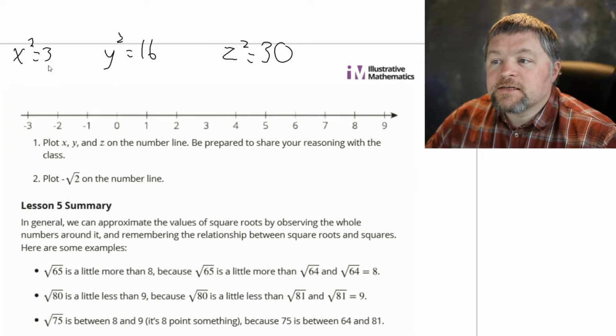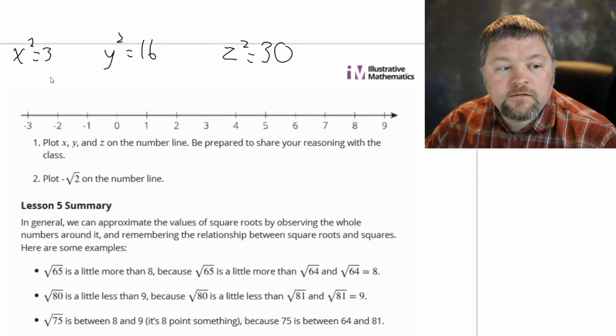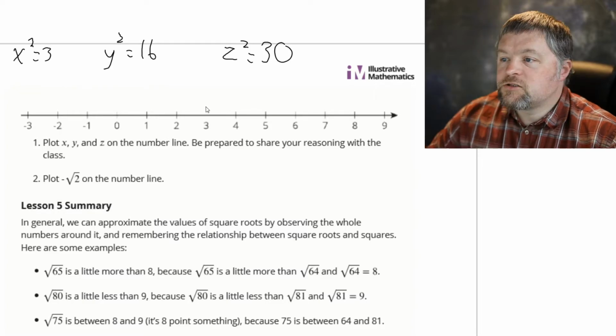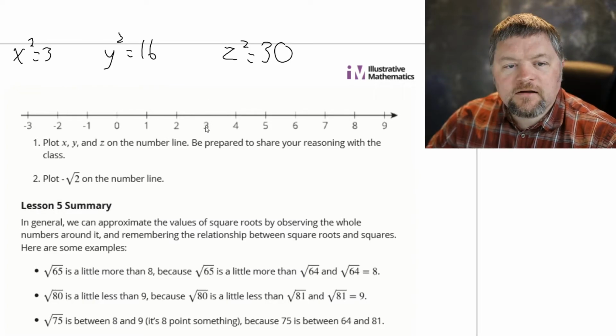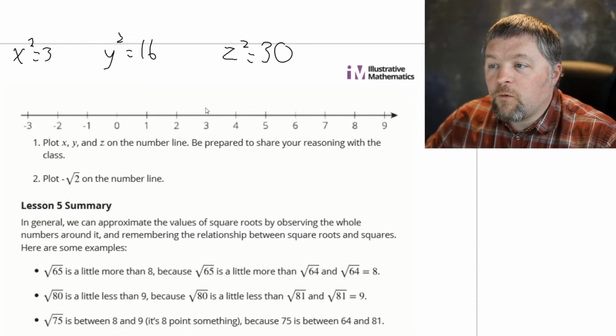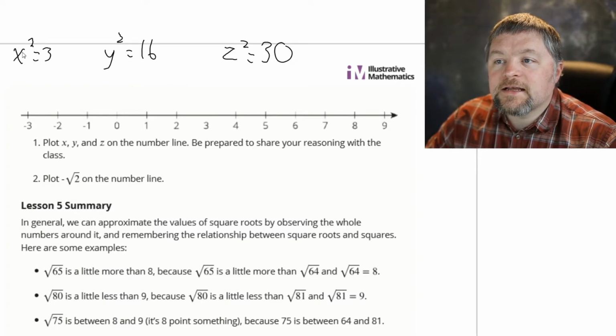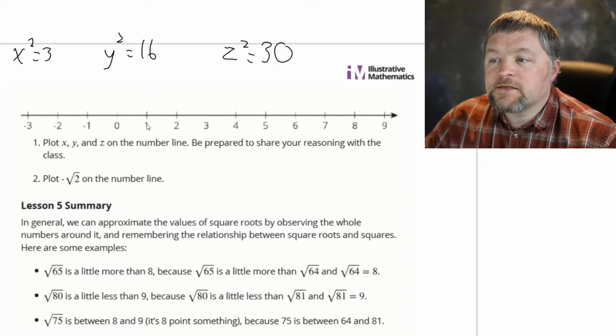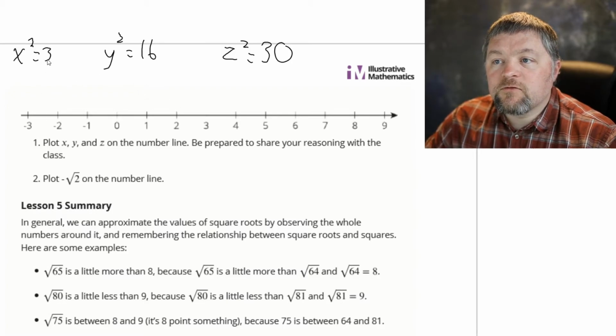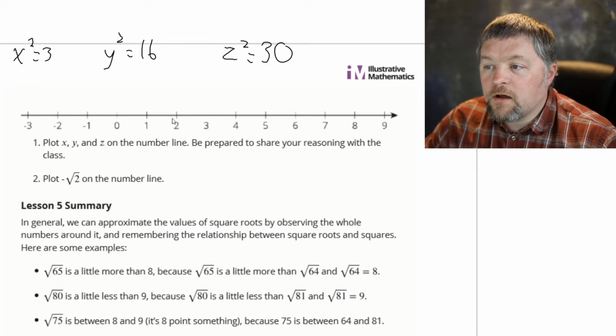X squared is the square root of 3. So does that mean x goes here? No, we want what value do we multiply by itself to get 3? Well, 1 squared is 1, because 1 times 1 is 1. 2 squared is 4, so the square root of 3 has to be between 1 and 2.